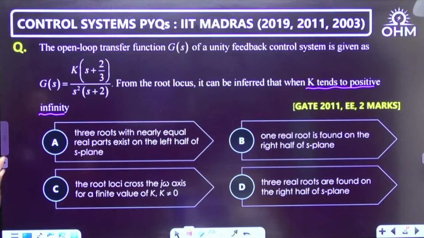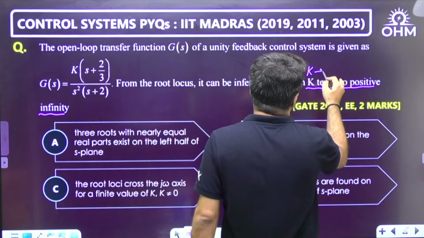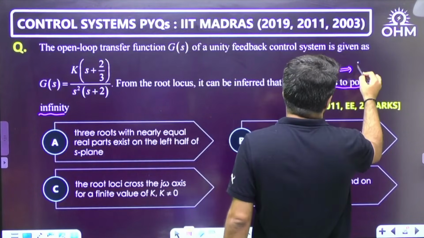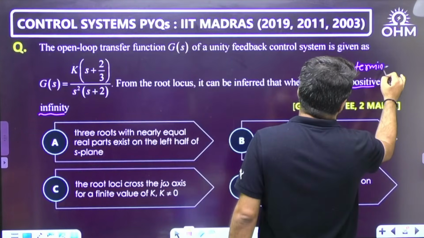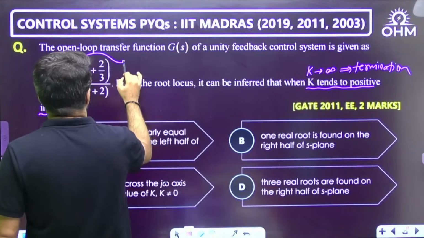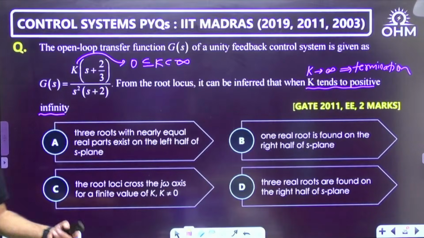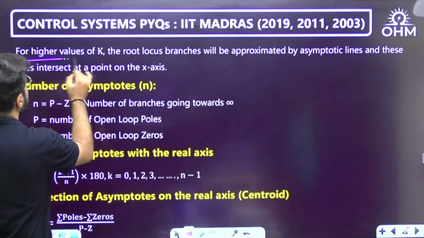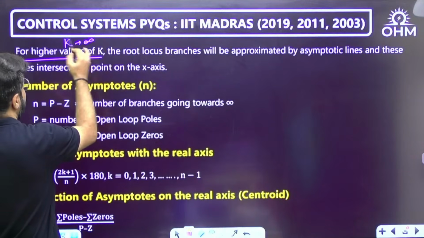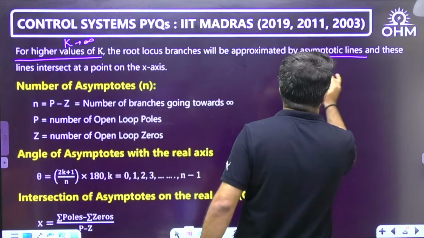Now see, when K tends to positive infinity, we are talking about termination. Because root locus is what? Root locus is the locus of roots of the characteristic equation when K is varied from 0 to infinity. Now see here, for higher values of K, that means K becoming large and tending to infinity, the root locus is approximated by asymptotic lines.